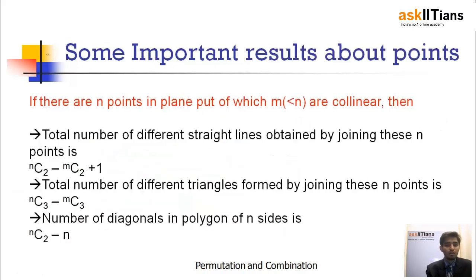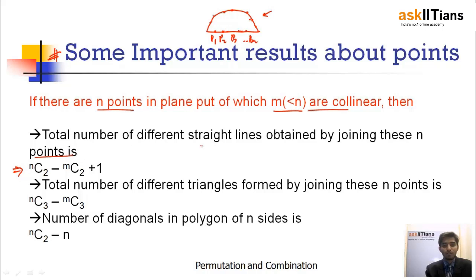Now let us talk about some important results about points. So suppose I have n points in a plane, out of which m are collinear. So the total number of different straight lines that can be obtained by joining these points is nC2. So there are n points in total, so let me draw like this. So m points are collinear, p1, p2, p3 up to pm, and the rest are non-collinear. So the points which are non-collinear we will represent on this arc.